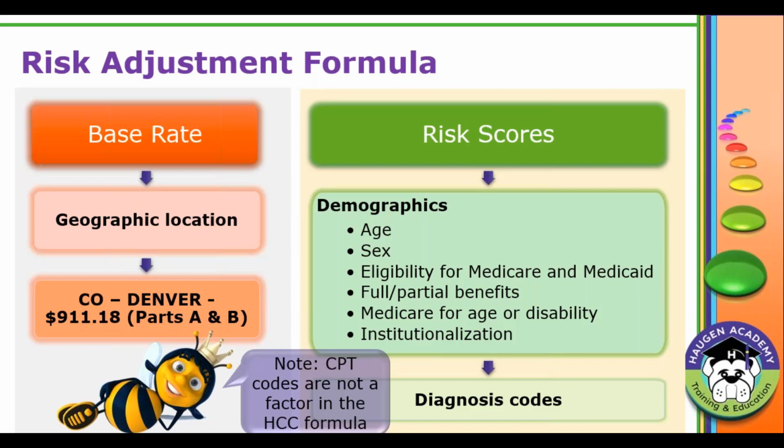So if you recall back to Nancy in our last exercise, she was only 58 years old, but she had end-stage renal disease. So she would fall into a category where she received Medicare based on disability as opposed to age. They also take into account if the patient is institutionalized, living in a SNF, or living in the community.